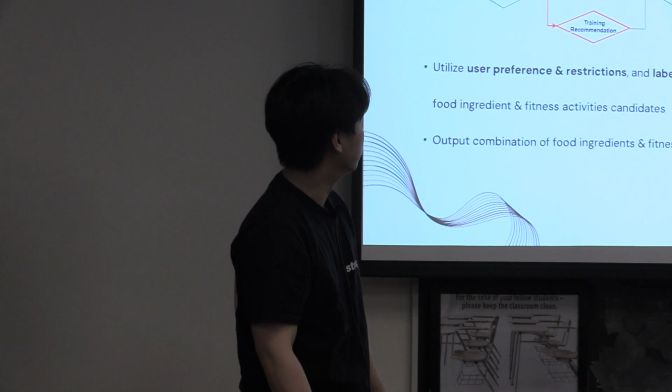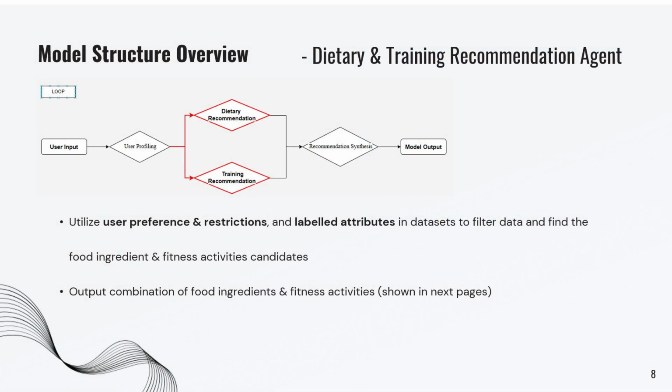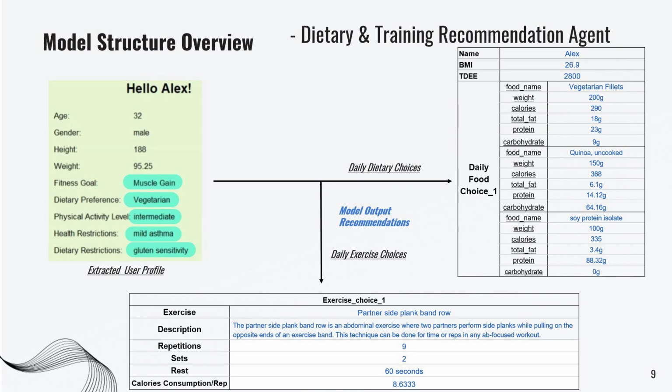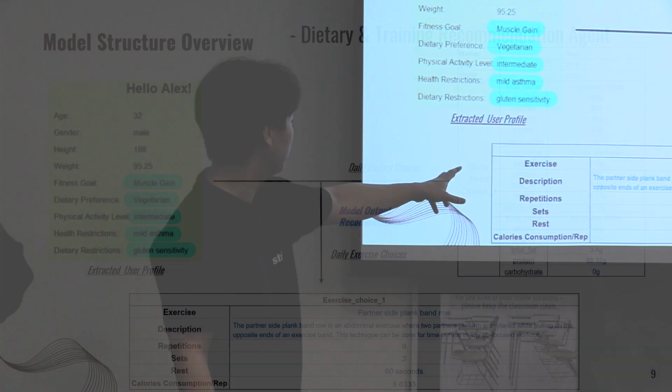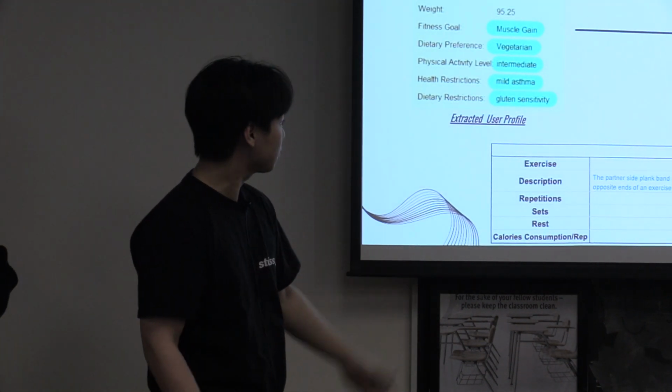For the dietary and training recommendation agents, they use the user preferences and restrictions and the labeled attributes in the dataset to filter data to find the food ingredients and fitness activities. And then it generates two dictionaries that contain the food ingredients and fitness activities. Here's an example. Based on the highlighted personal info, the dietary agent will generate information like food name, weight, calorie, total fat, protein, and carbohydrate. And the fitness agent will generate information like exercise description, repetition, and so on.